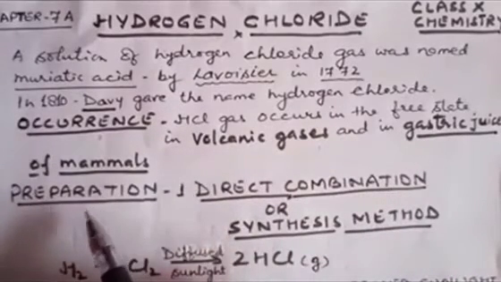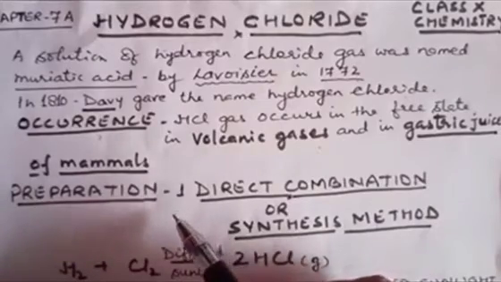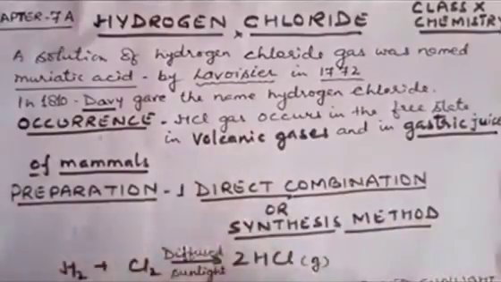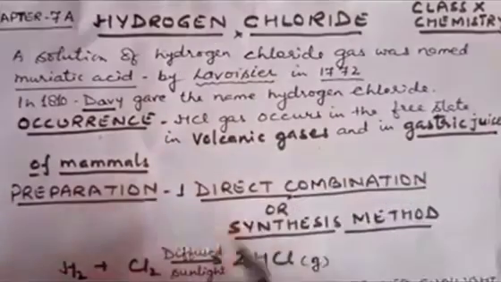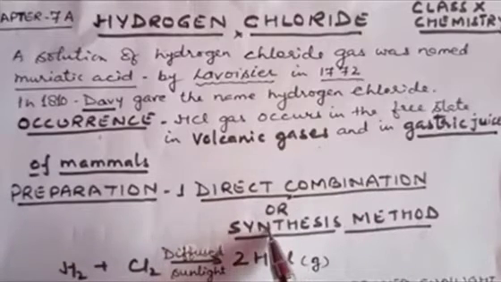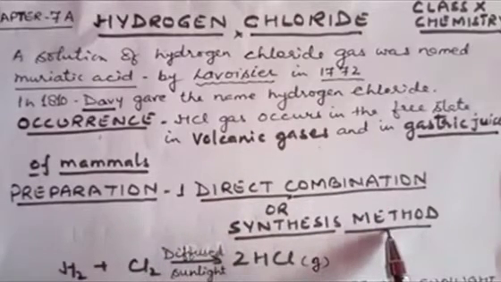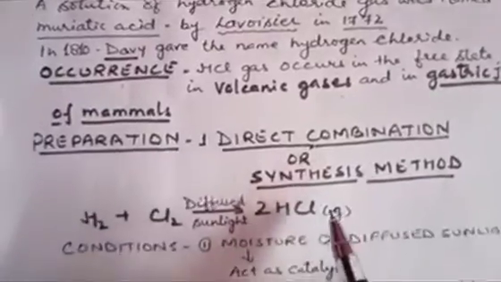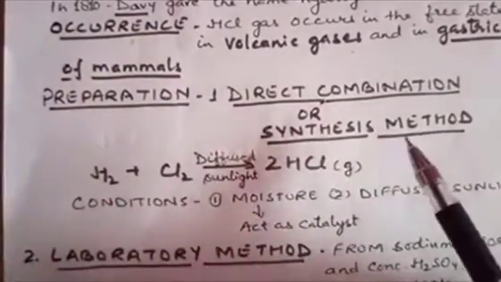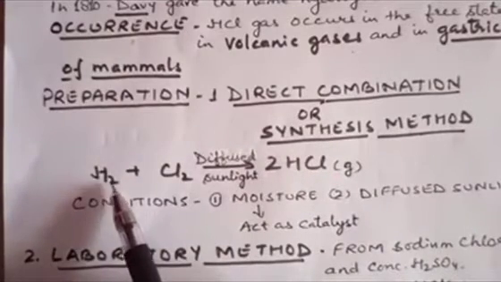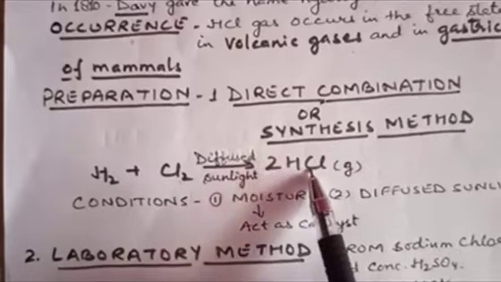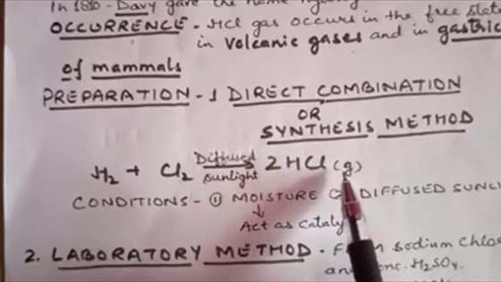Now next is your preparation, how you can prepare hydrogen chloride gas. We are talking about hydrogen chloride gas, right? Now the first method is your direct combination method, also called the synthesis method. Synthesis means direct combination. Hydrogen directly combined with chlorine gives you 2HCl, means hydrogen chloride gas.